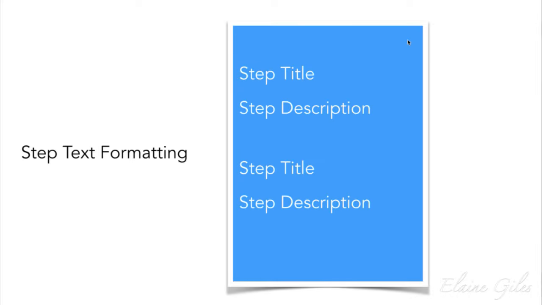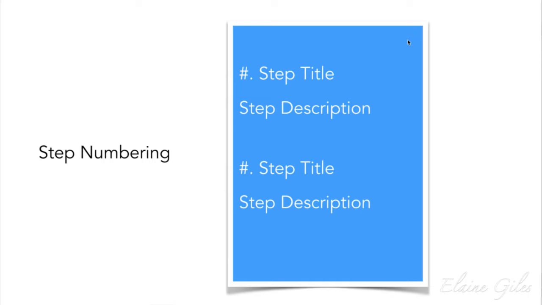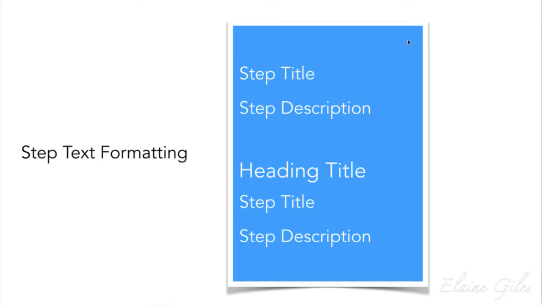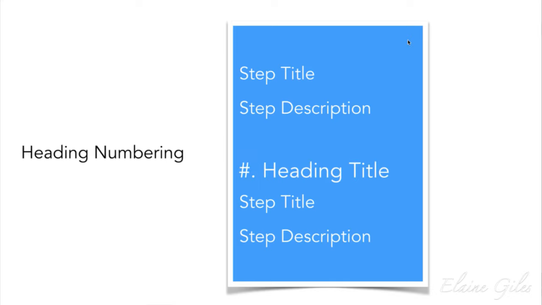Then we formatted the actual text, so the body of it. There was the step title, the step description. We added numbers, if you remember. We added that to the step title. There was also formatting involved for the heading title. We did add some numbers to the heading title, but sadly we didn't get to see it. That was because I hadn't got any headings in the file. I'll make sure I have next time.